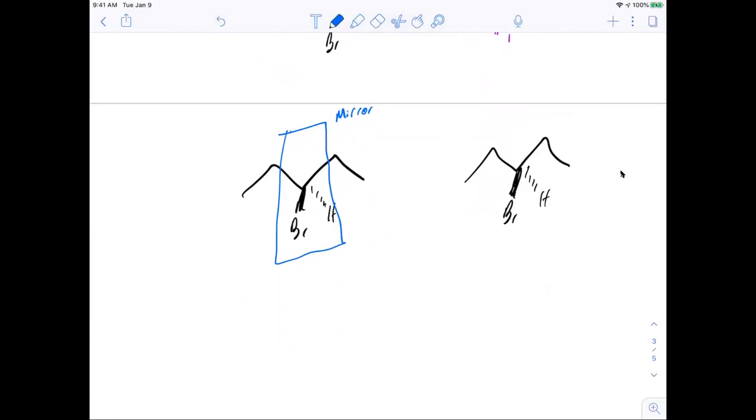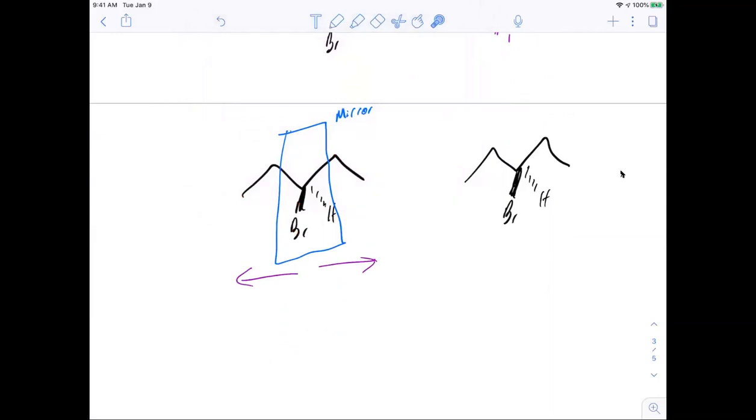If we look at what's on the left and the right side of that mirror, they are identical. Here's a carbon, there's a carbon. The bromine is being bisected by the mirror. The hydrogen's being bisected by the mirror. I have a methyl here and a methyl here. So every atom has a mirror plane through the molecule.